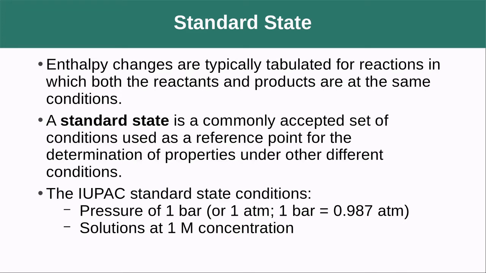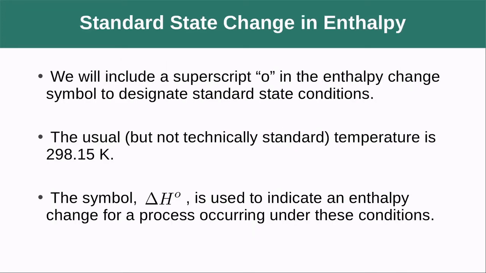It is important to know what the standard state conditions are. Under the IUPAC standard, the standard state conditions are 1 bar of pressure, and solutions will be at 1 molar concentrations. When we're talking about the enthalpy change at the standard state, you're going to see a superscripted O in the enthalpy change, like you see down here. The usual temperature that we're going to be talking about is 298.15 Kelvin, or 25 degrees Celsius. So we've got 1 bar, 1 molar solutions, 298.15 Kelvin.